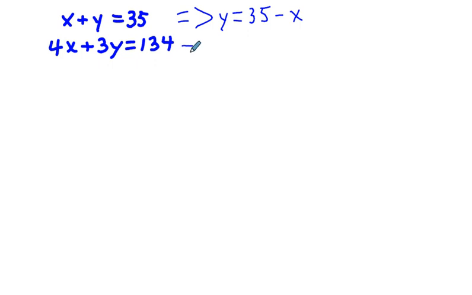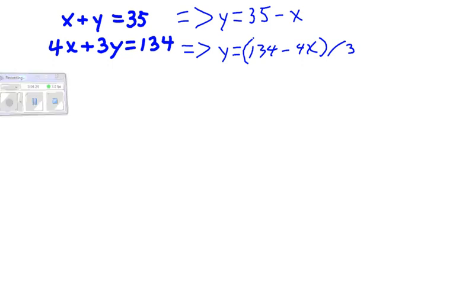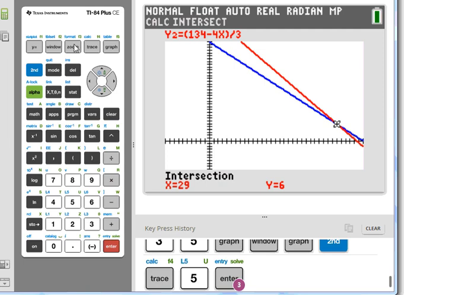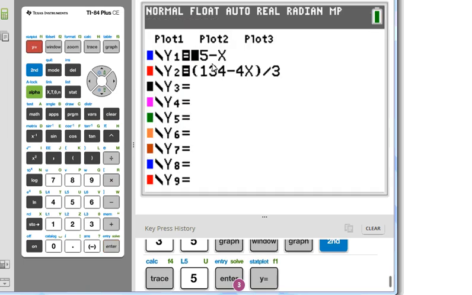Now, for this other one here, we have y equals, and you just put the number here, 134, and then you go ahead and subtract the x term, which is 4x, and then you wrap the 134 minus 4x in parentheses, then you divide by the coefficient of y, which is 3. And now you have an equation you can just put in the calculator, and this is what I did.